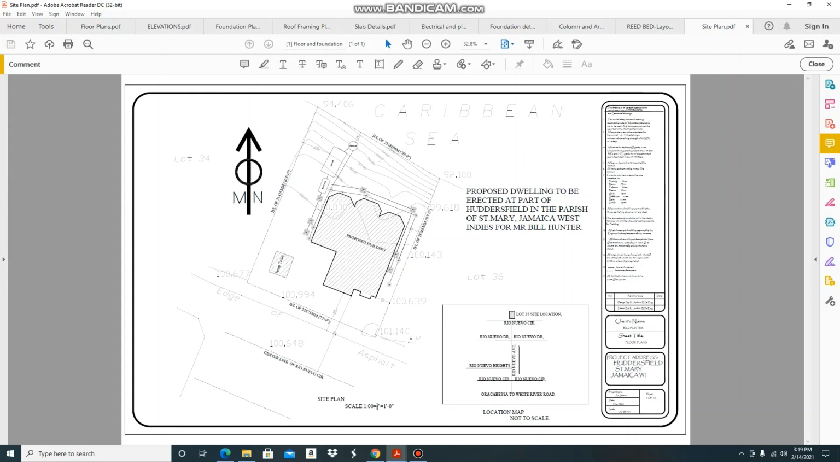Some architects or draftsmen come up with a separate cover sheet, but in most cases you can just incorporate your site plan with your cover sheet. So your site plan most of the time is going to be your first sheet. As you can see here, this is what the site plan actually looks like.